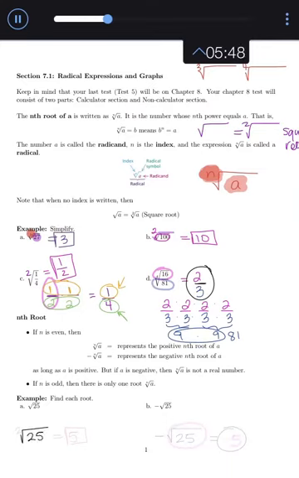Let's start out with the square root of 25. With this one, we have a square root or a 2 root. You're asking what number squared will give us 25, and that's the number 5.